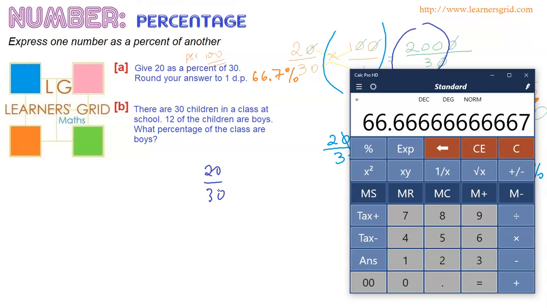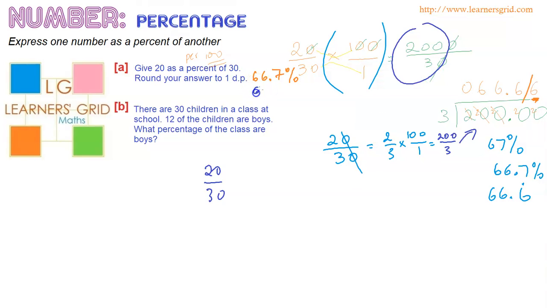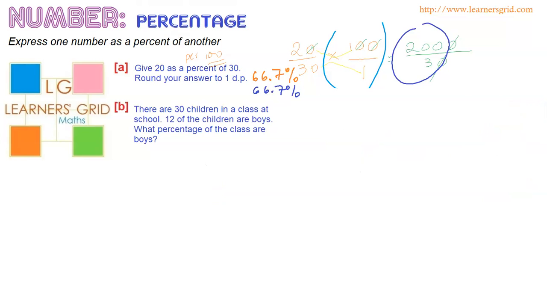Push equals, and I get this 66.66 recurring. So 66.7, because I'm going to round it off to one decimal place. So yeah, 66.7%. Okay, so that's how you do A. So yeah, just clean that up a bit. Okay, so let's have a look at B.